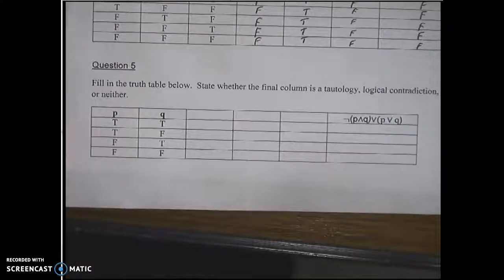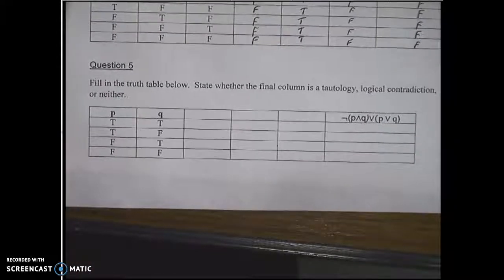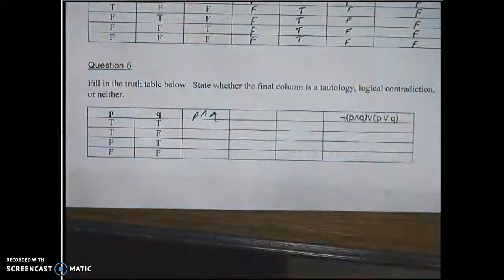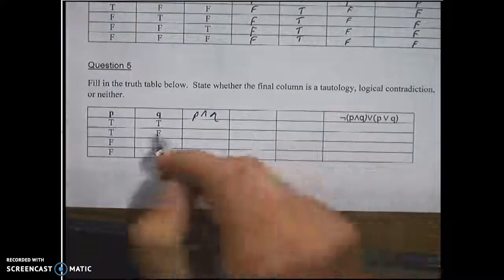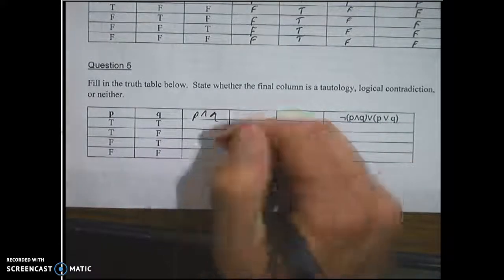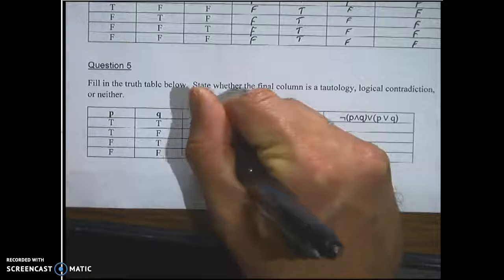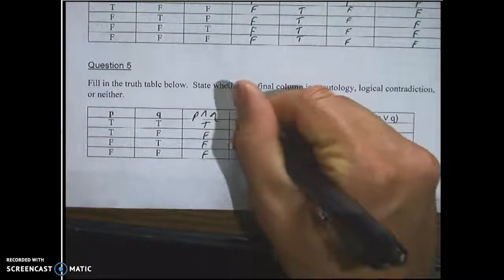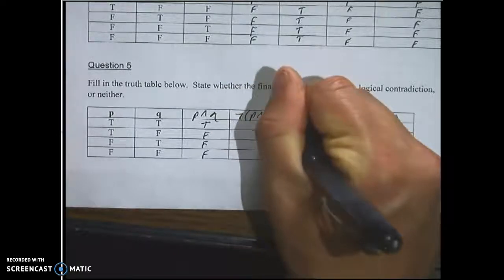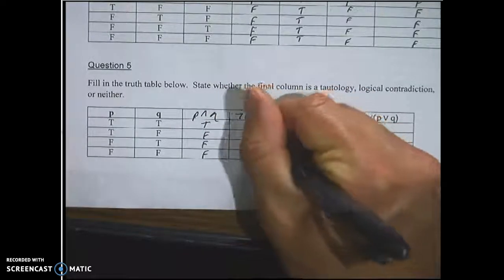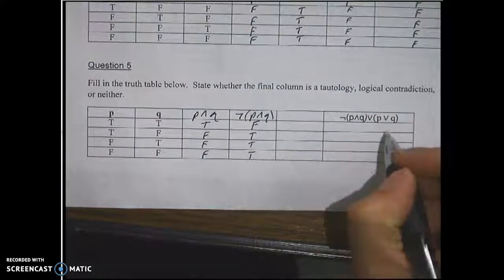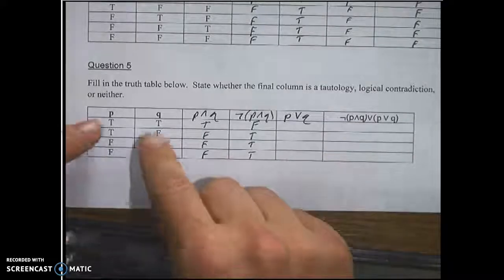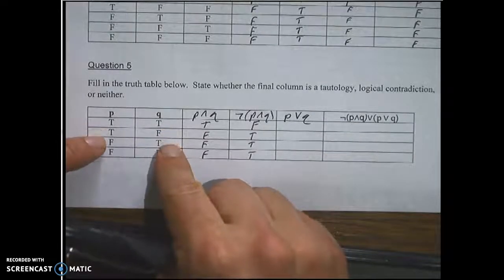And this one's shorter. This one only has P's and Q's in it. So I want to start with the P and Q. And that's only true when P and Q are both true. So that's true, false, false, false. And then not (P and Q). It's just the negation of that. So false, true, true, true. And then I've got P or Q, which means at least one true. So true, true, true, false.